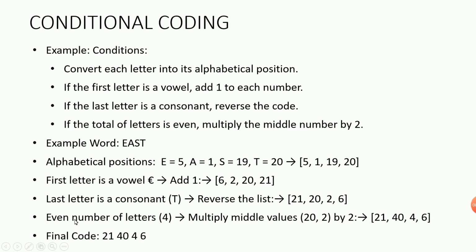At last, even number of letters. So here, if the total of letters is even, that is 1, 2, 3, 4. In East there are 4 letters. So multiply the middle number by 2. So here the middle numbers are these 2. So they are multiplying it. So 2 20s are 40, 2 2s are 4. So the final code would be written as 21 40 4 6. That's how the conditional coding works. So I hope everyone understood this concept.